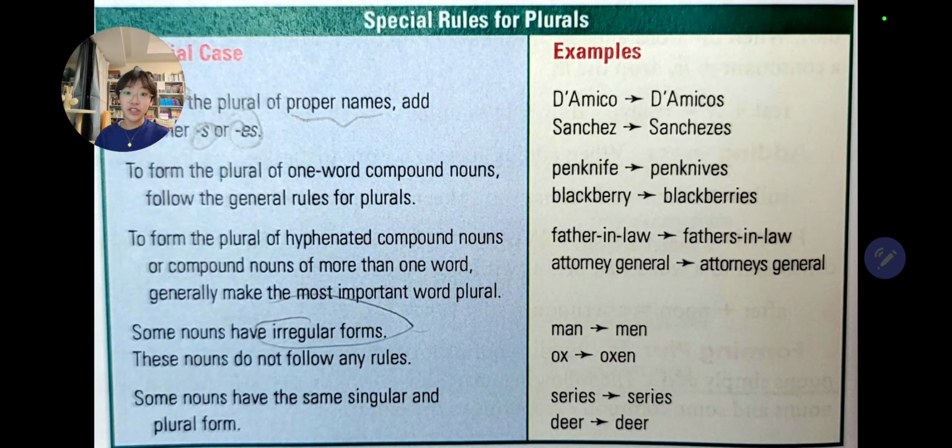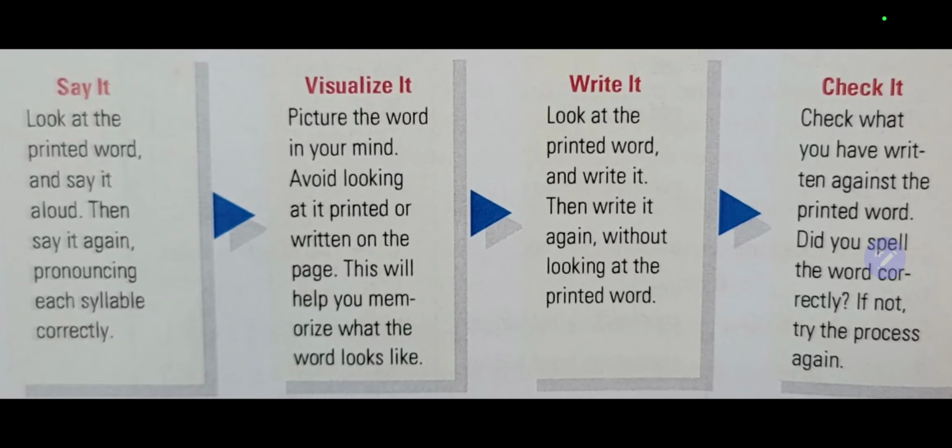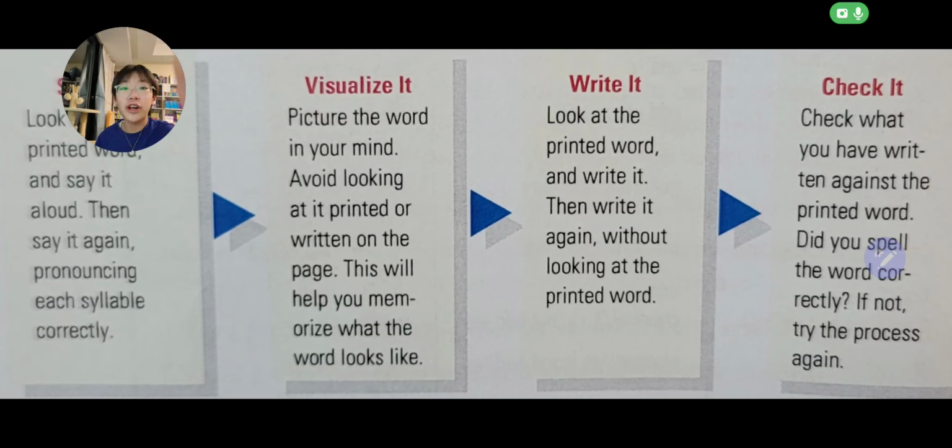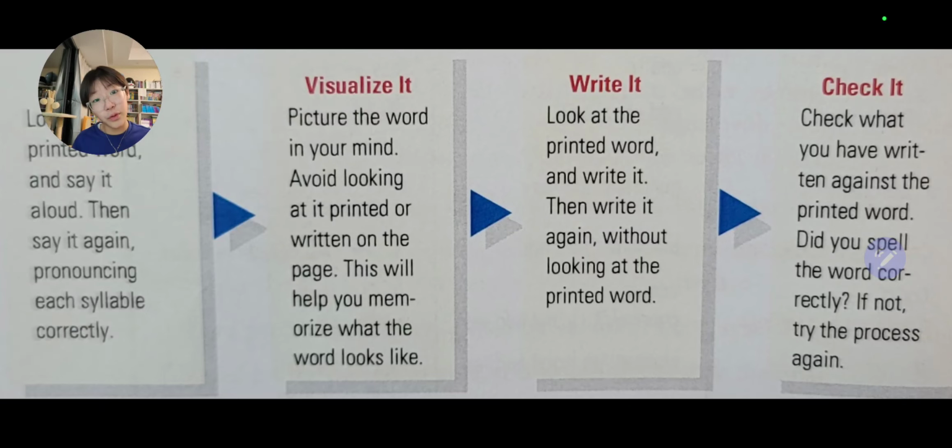Some nouns have the same singular and plural form, like series, where the plural is still series, and deer, where the plural is still deer. And here's one really good way to memorize your words and learn to spell new words. First, you have to say it. Look at the printed word and say it out loud, like leaves. Say it pronouncing each syllable correctly, unless there's just one: leaves.